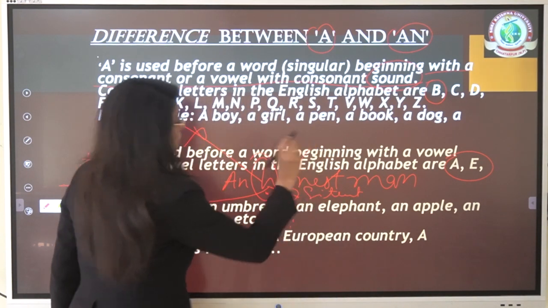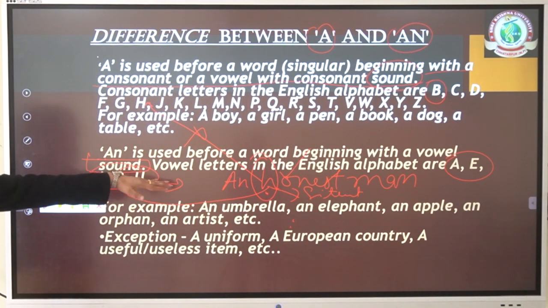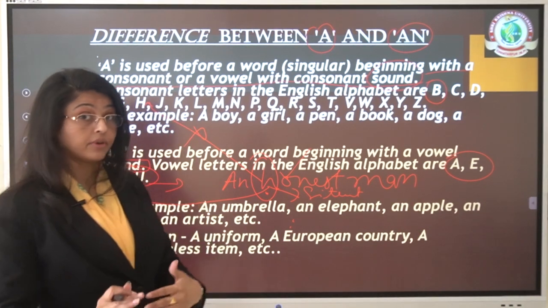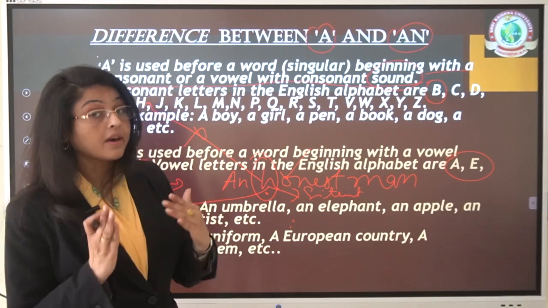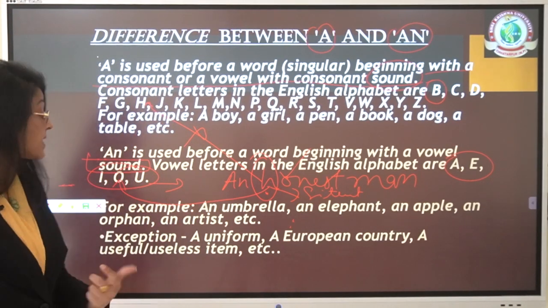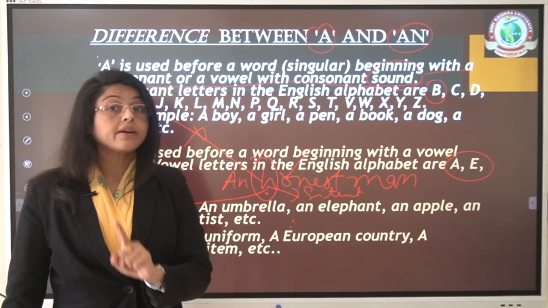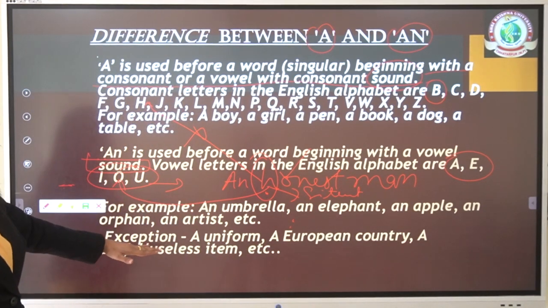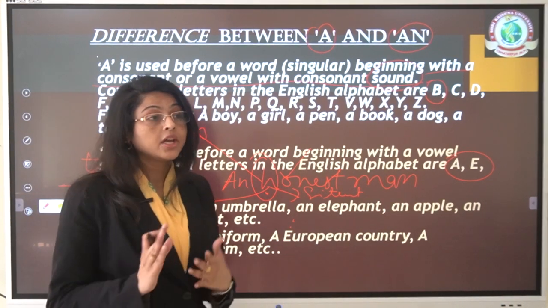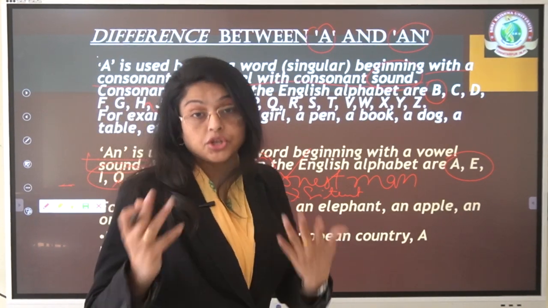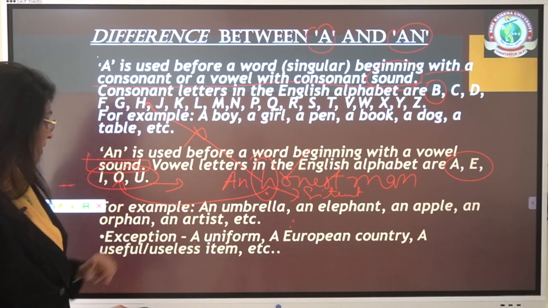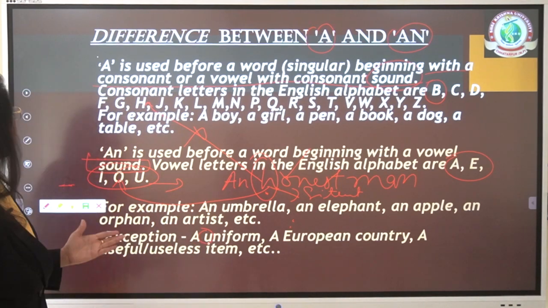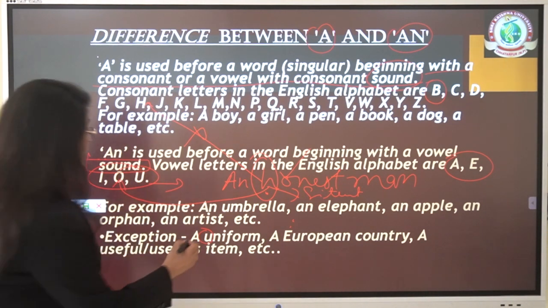And we are beginning with O. So this is the difference where you use A and AN. However, be very particular about it and focus on what I am saying, students. There are exceptions. A few exceptions here: you will never say "an uniform." Why? See, in uniform, your "yoo" sound is there. It is not a U sound.